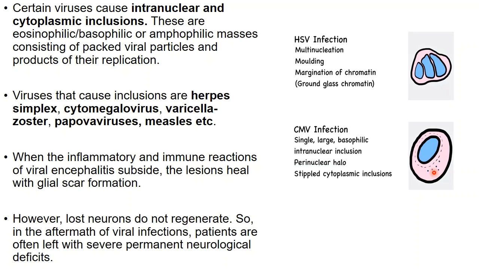When the inflammatory and immune reactions of viral encephalitis subside, the lesions heal with a characteristic formation of a glial scar. However, lost neurons do not regenerate. So, in the aftermath of viral infections, patients are often left with a severe permanent neurological deficit.